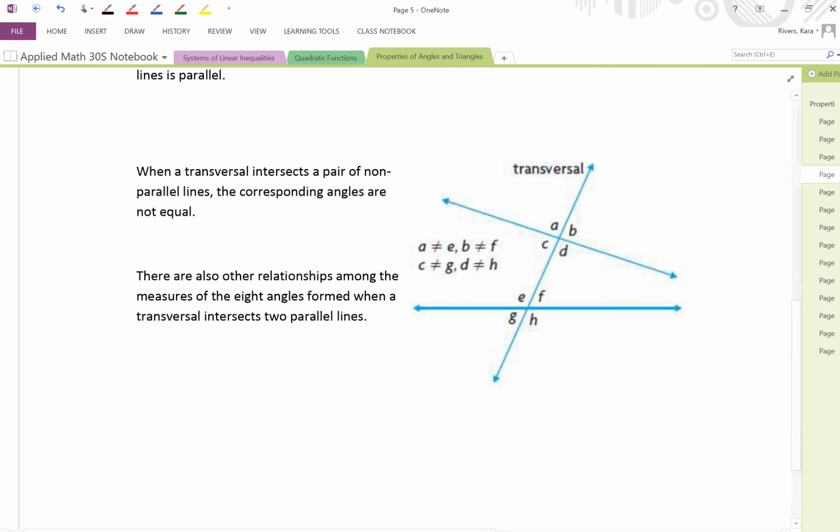Now, if the transversal intersects a pair of non-parallel lines, you cannot make the same conclusion. The corresponding angles are not equal. There are also other relationships among the measures of 8 angles formed when a transversal intersects 2 parallel lines, and we're going to go into that further in our next lesson.